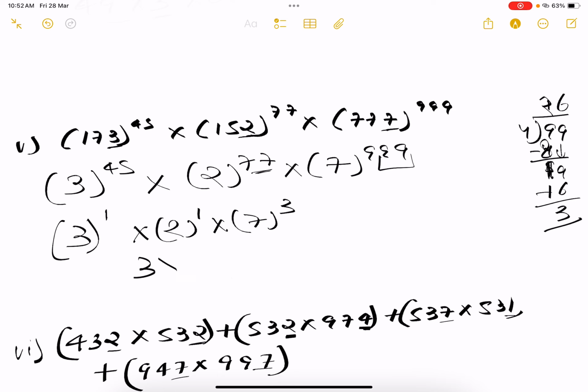Now it is 3 into 2 into 7 to the power 3. We have made the tables. From there it would be 3. Okay, it would be 3.